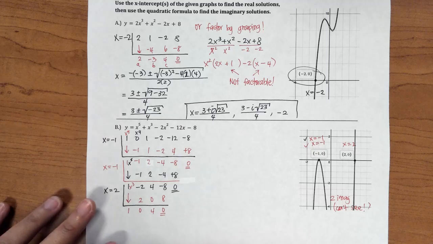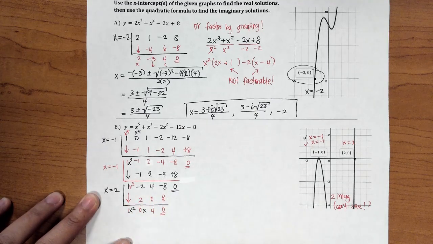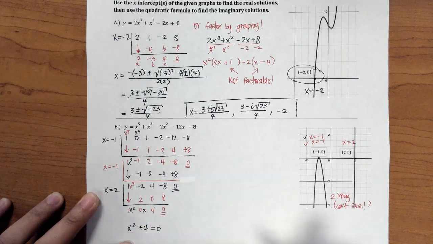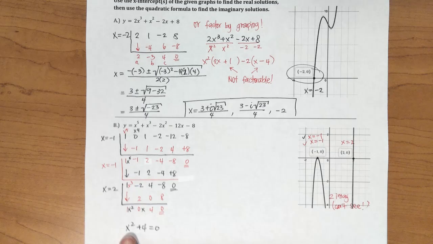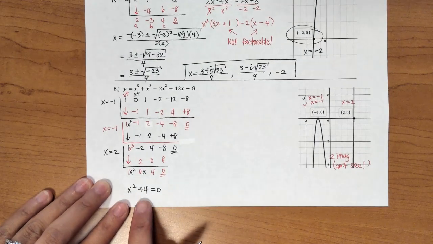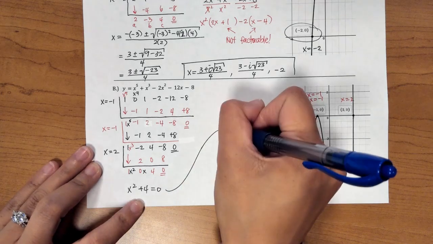Okay. So this was x cubed. That means this is x squared, x's and numbers. So that means I have x squared plus 4 equals 0. Okay. I get really excited when I see something like this because I don't have to do synthetic division or quadratic formula on this. This I can just solve. So I'm going to do it over here.